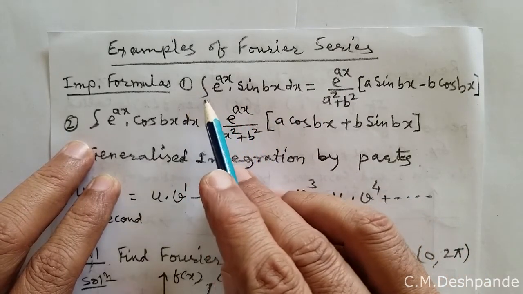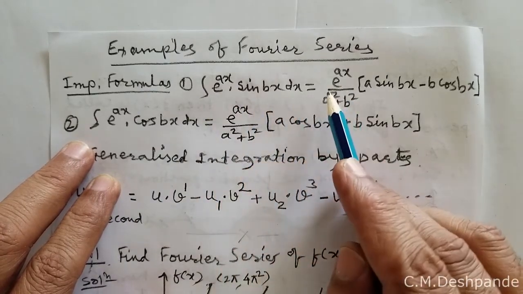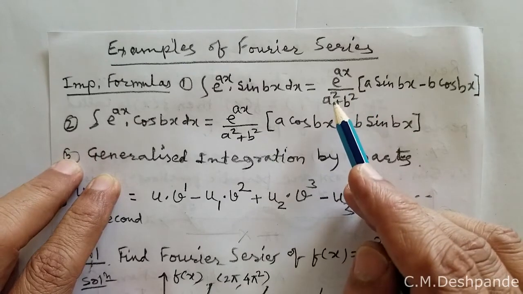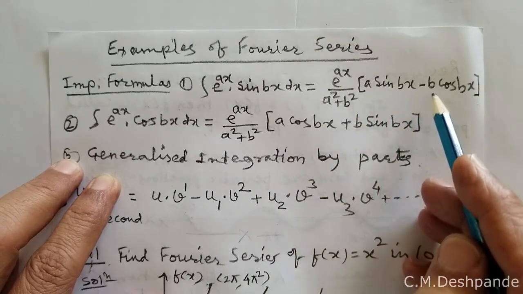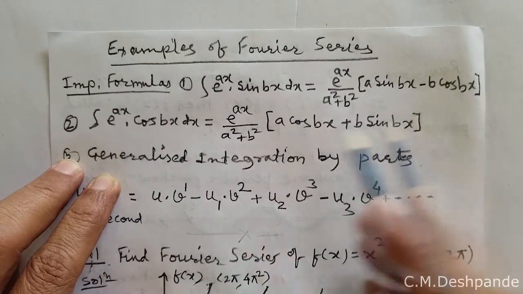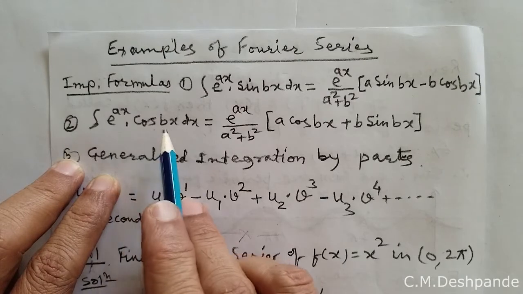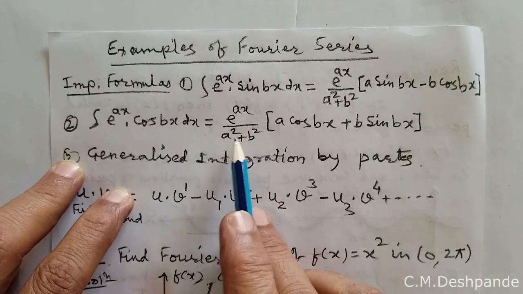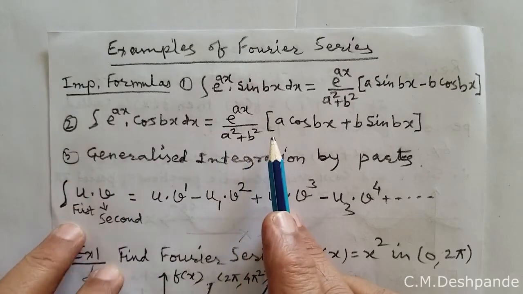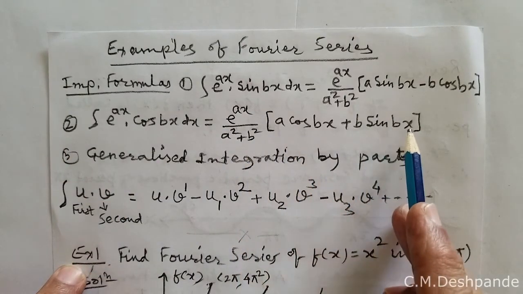First formula: the integration of e raised to ax sine of bx is given by e raised to ax upon a square plus b square, in bracket a sine of bx minus b cos of bx. Second formula: the integration of e raised to ax into cos of bx dx equals e raised to ax upon a square plus b square, in bracket a cos of bx plus b sine of bx.